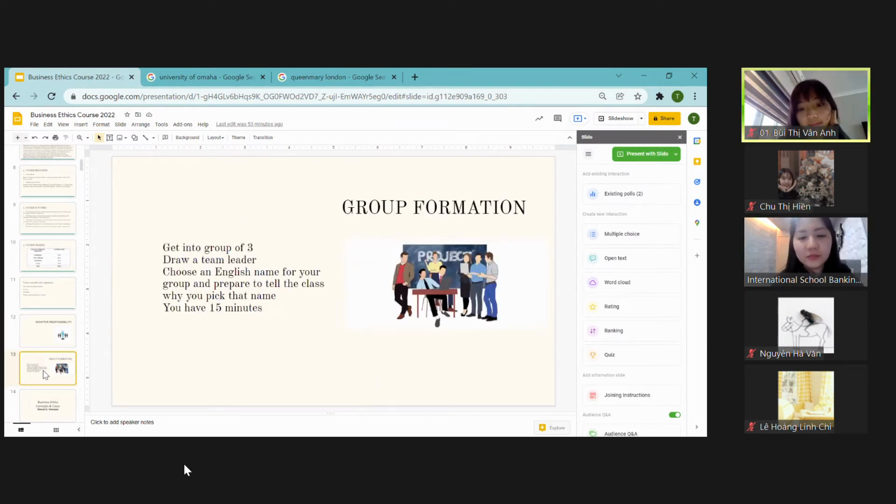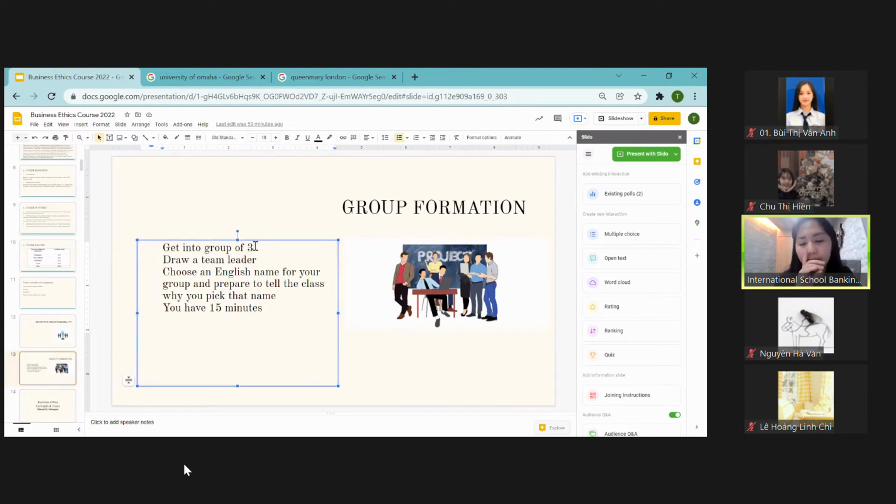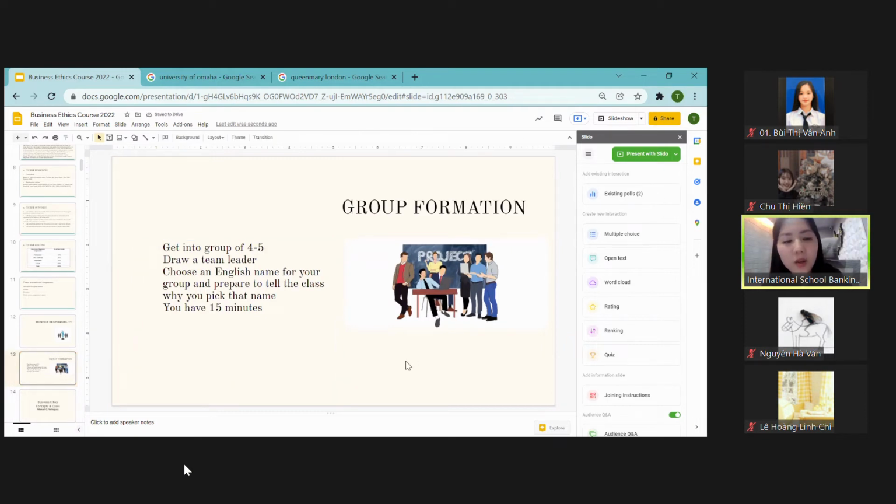Thank you. And next, I'm going to divide the class into small groups, because our lecture has so many case studies that we have to work on in small groups. And I think the right size for a group should be from 4 to 5, which means that the minimum number of people in your group should be 4, and the maximum should be 5.